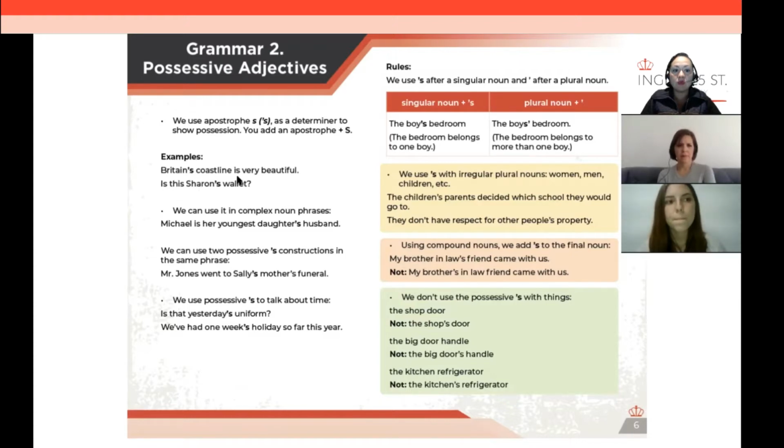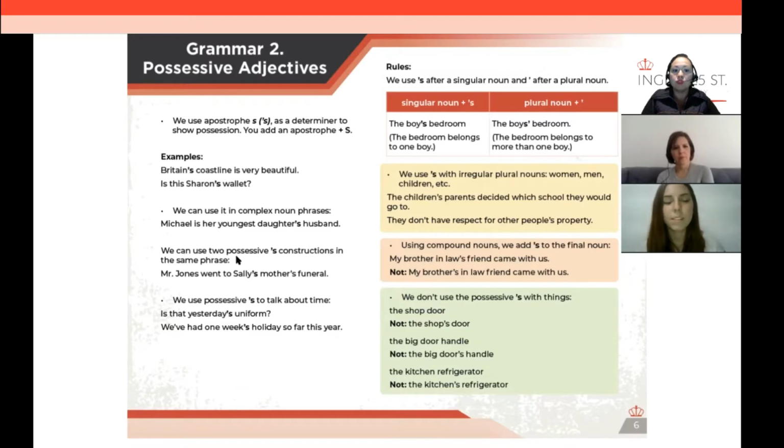Is this Sharon's wallet? So, Maria, do you think that we are talking about Sharon or about her wallet? No, we're talking about the wallet. Exactly. But the question here is why Sharon is using a wallet. It will be like a purse or something, but I don't know. He likes wallets. Okay, so we use it in complex noun phrases, okay? Michael is her youngest daughter's husband, and as you can see here, we have the apostrophe s, because we are talking about her daughter's husband.